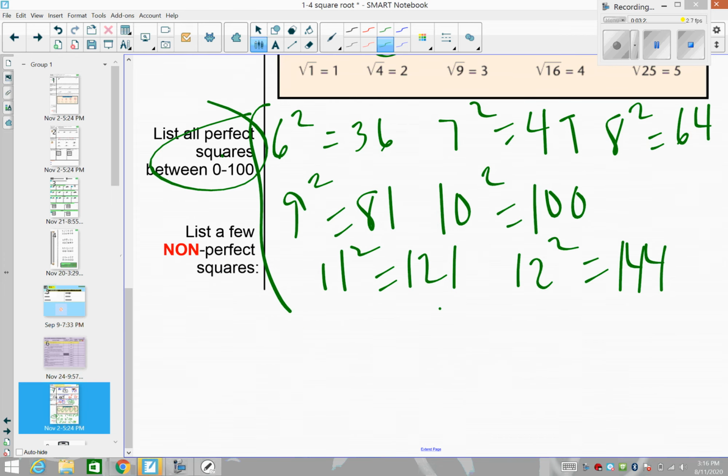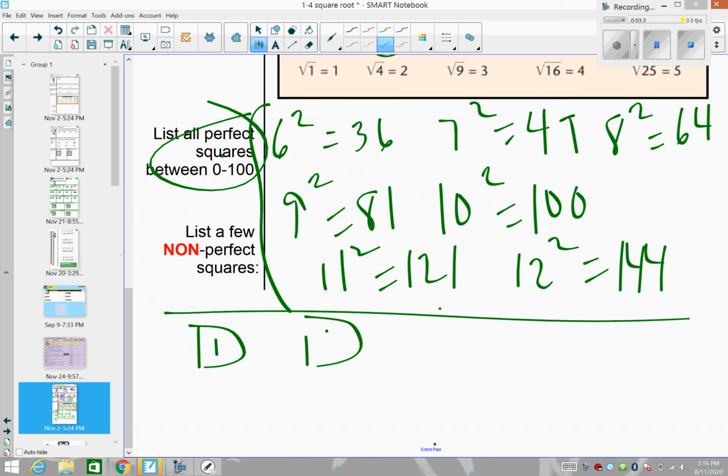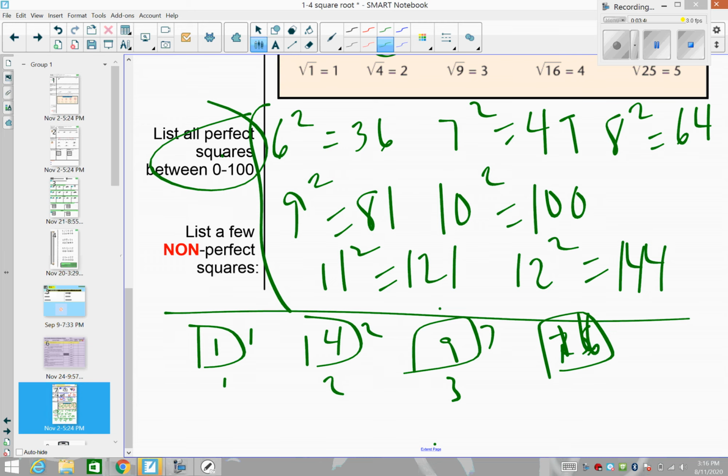So things that are not perfect squares would be the things in between. So we know that 1 is a perfect square, and 4 is, and 9, and 25, and so on. Because it's 1 times 1, 2 times 2, 3 times 3. I forgot 16. Sorry about that. 4 times 4. And of course, 5 times 5, right? Those are the perfect squares. So the things that are not perfect would be the numbers in between there.